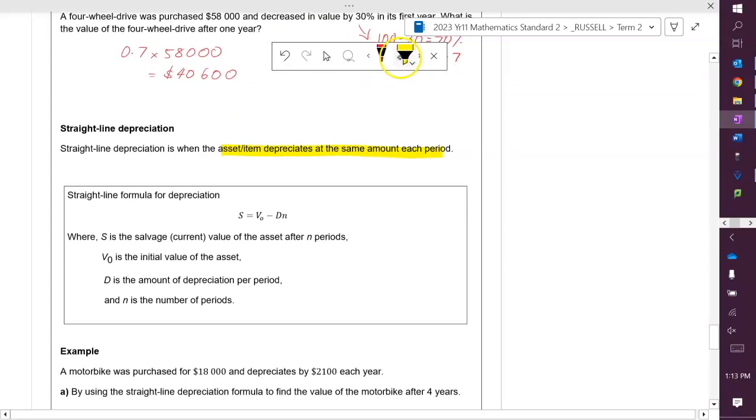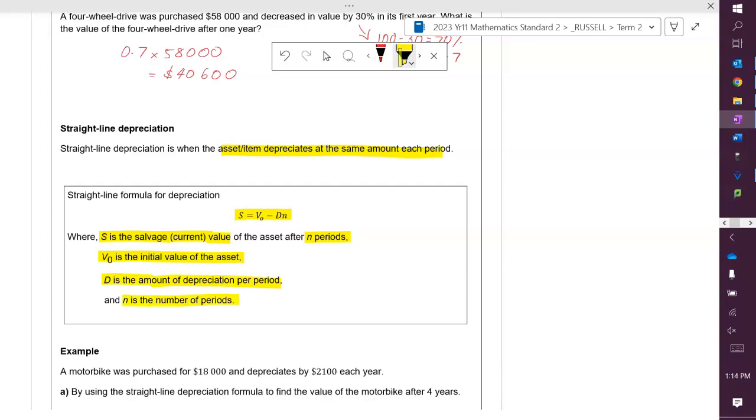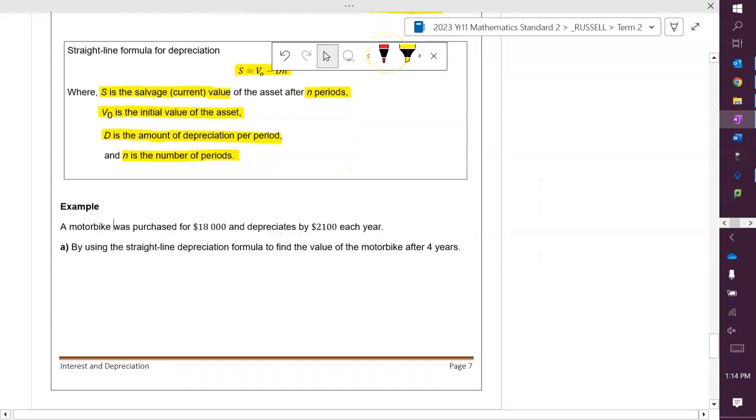So we have a formula, which is S equals V0 minus DN. S is the salvage value of the asset after N periods. Salvage meaning current. V0 is the initial amount, D is the amount of depreciation per period, and N is our number of periods.